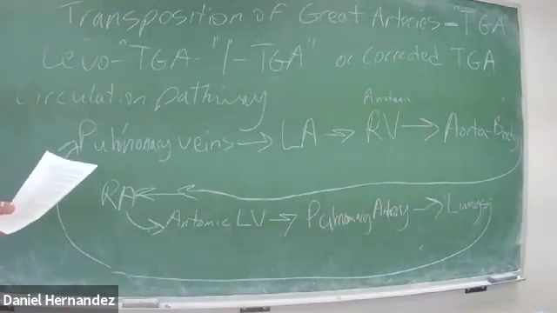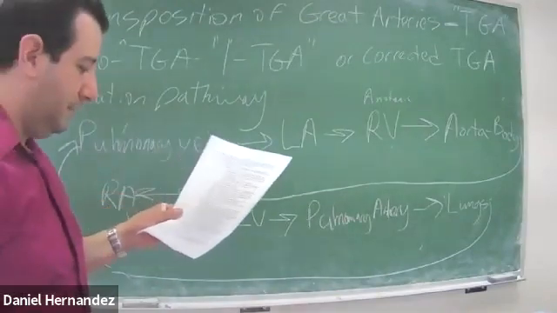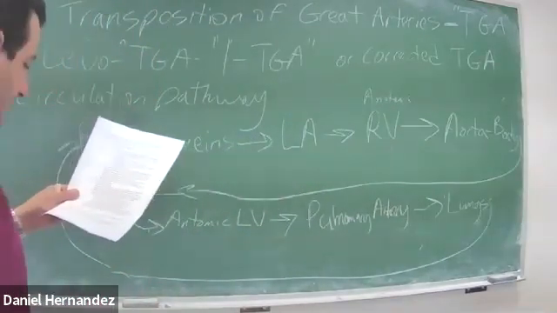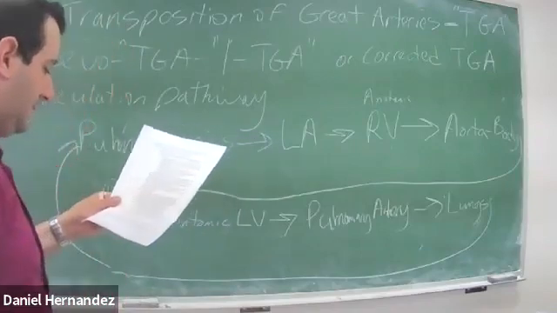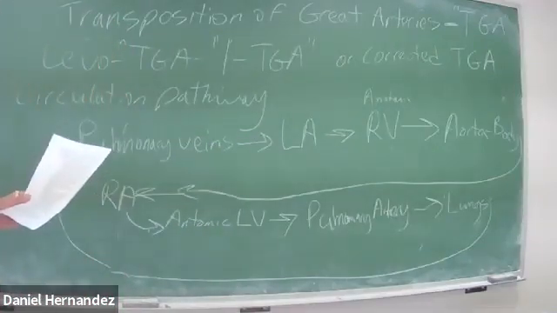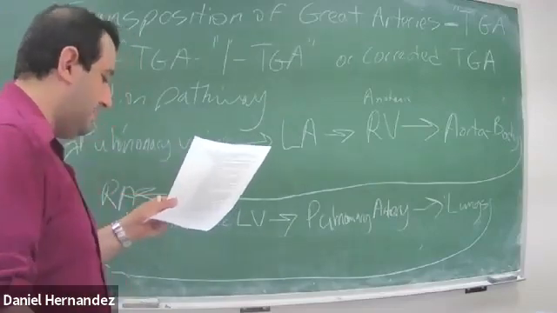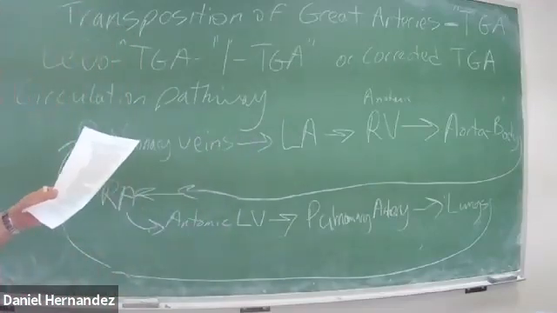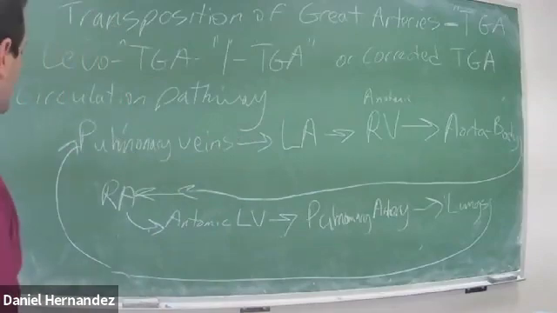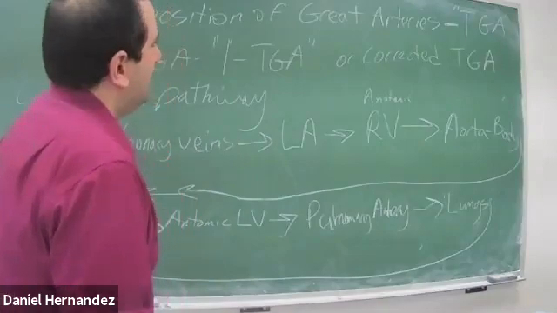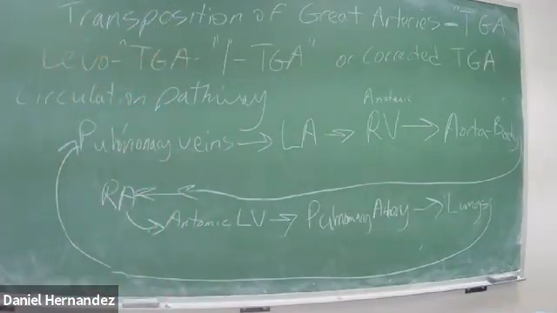So despite displacement of the great arteries, the pulmonary artery arises from the venous ventricle and the aorta arises from the arterial ventricle. If there are no other defects present, the patient will have a normally functioning heart. That's why they call it corrected TGA.